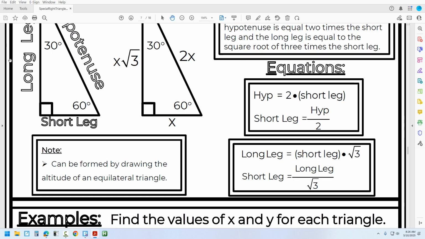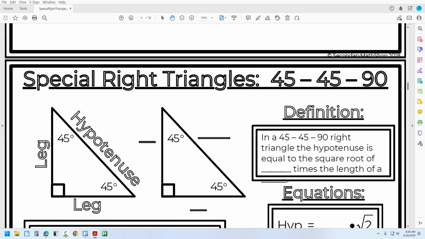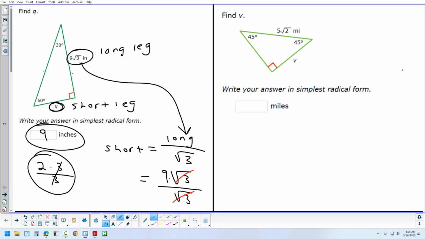All right, so let's think about the 45, 45, 90. There is no long leg and short leg. It's just a leg and a hypotenuse. That's it. So leg, hypotenuse. Let's look at this side right here. 5 square root of 2. Is that side the leg or is that side the hypotenuse? That's the hypotenuse, yep. Which means the side they want me to find is the leg, yep.